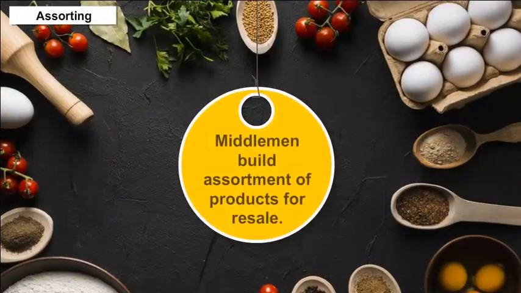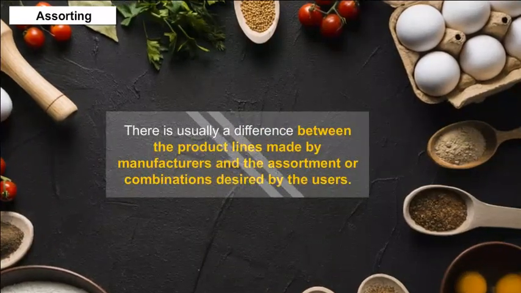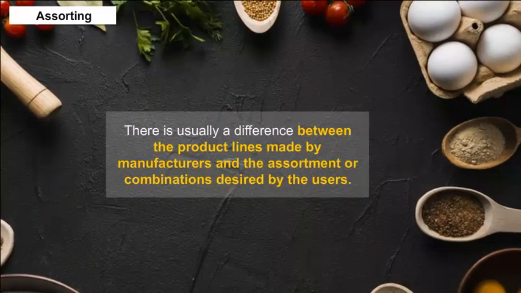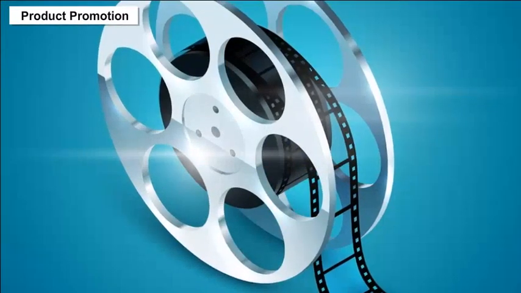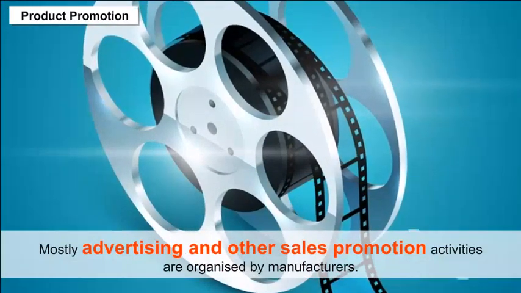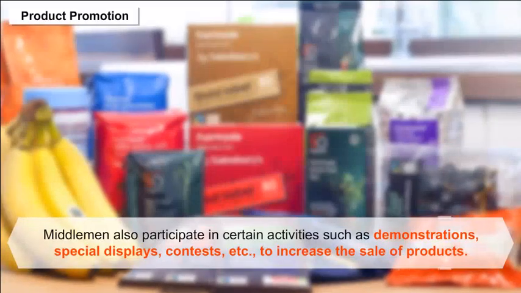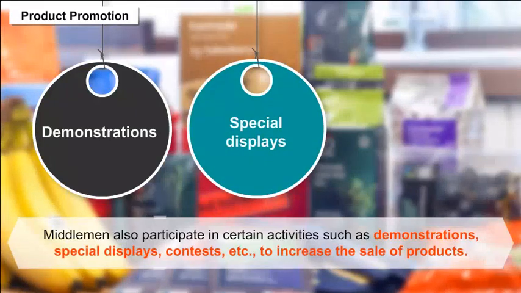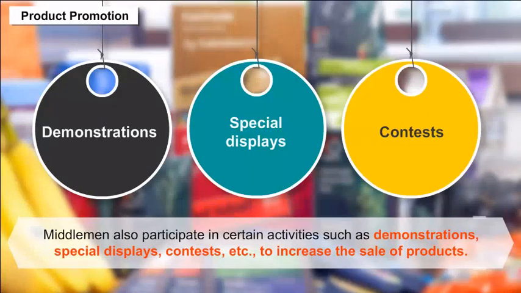Assorting. Middlemen build assortment of products for resale. There is usually a difference between the product lines made by manufacturers and the assortment or combinations desired by the users. Product promotion. Mostly advertising and other sales promotion activities are organized by manufacturers. Middlemen also participate in certain activities such as demonstrations, special displays, contests, etc. to increase the sale of products.